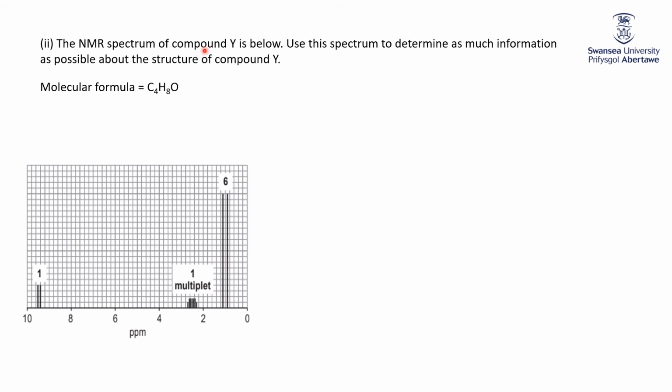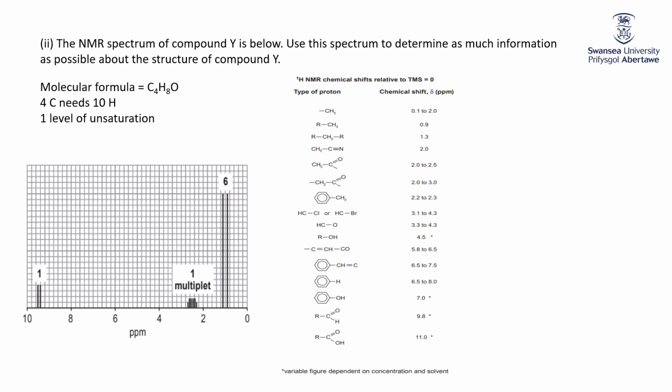So still with Y, now we're looking at the NMR spectrum. We know the molecular formula of Y, C4H8O. Anytime you've got the molecular formula, immediately start thinking, how unsaturated is it? Oxygen doesn't count. 4 carbons usually wants 10 hydrogens, so we're short 2, so we've got 1 level of unsaturation. Let's look at our carbon NMR.